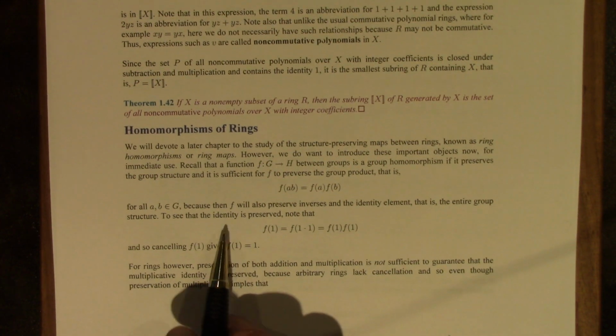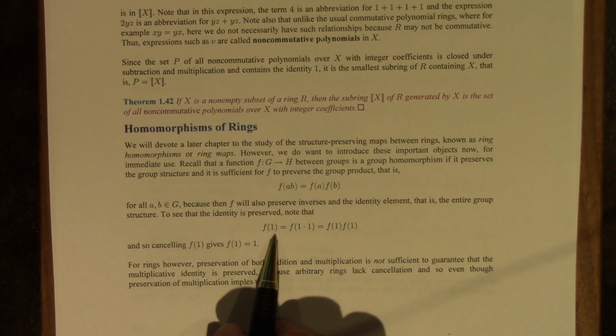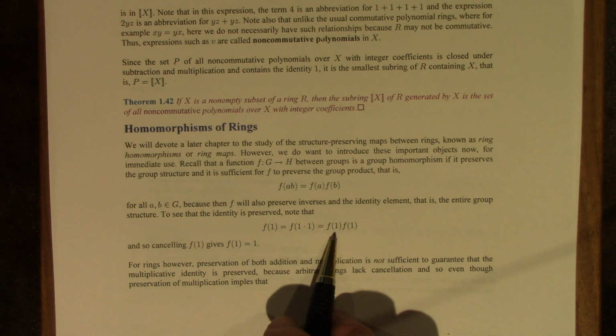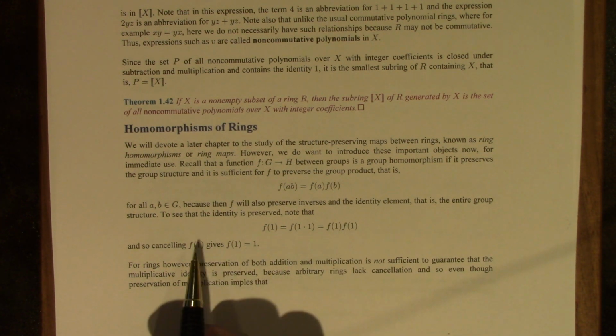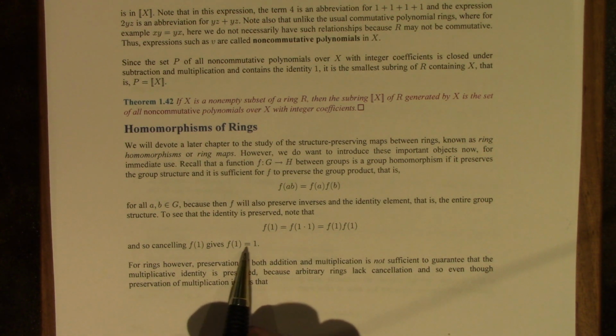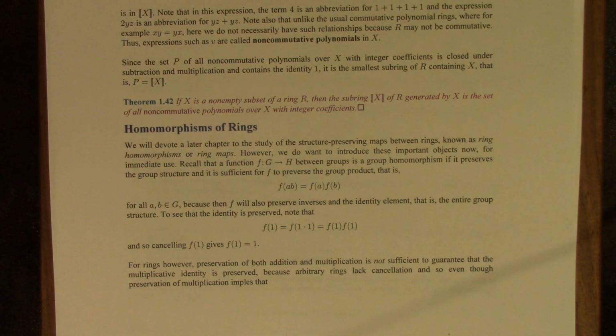Just to see that the identity is preserved, we can just write f of 1 equals f of 1 times 1, which is f of 1 times f of 1. Canceling f of 1, we get f of 1 equals 1. So f preserves the identity.